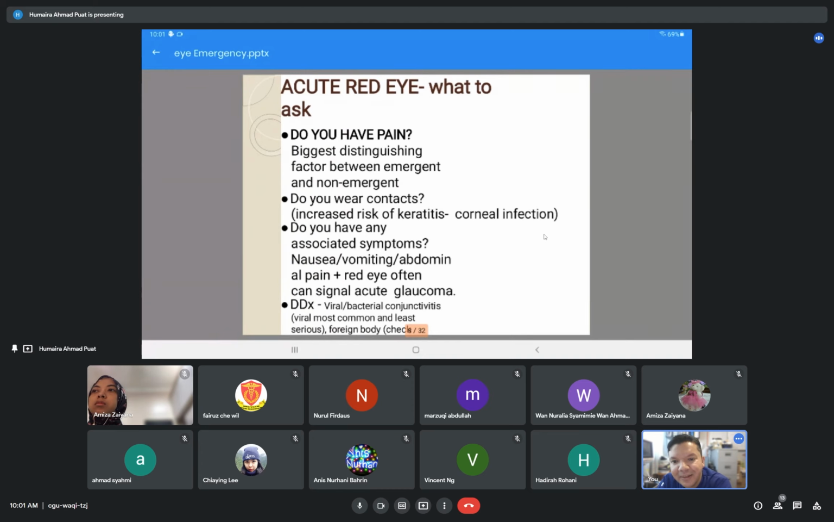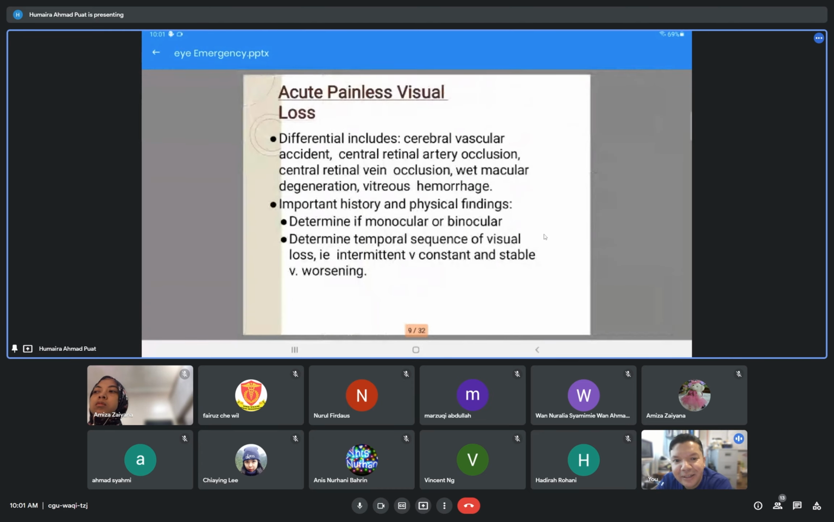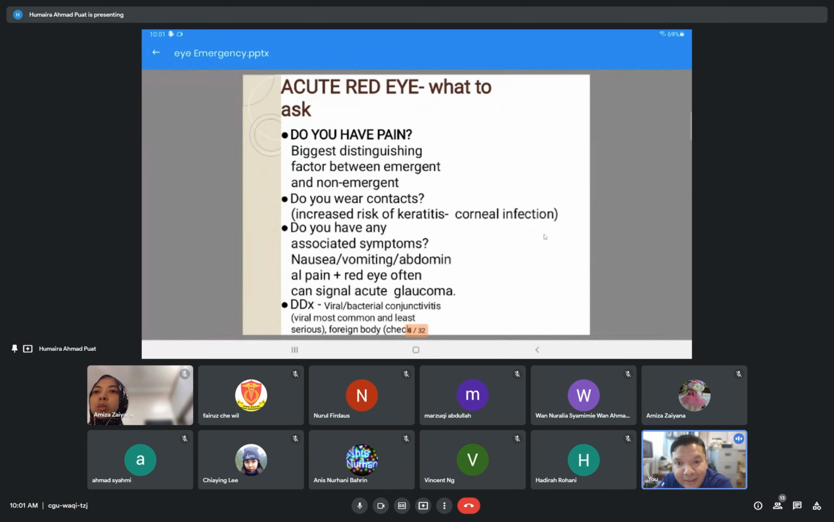Now, what is common? In the ED, if you sit in the green zone, what are the common red eyes that you see? Why do patients have red eye? Conjunctivitis is the most common. Most conjunctivitis is viral, sometimes bacterial. Second, maybe foreign body in the eye.